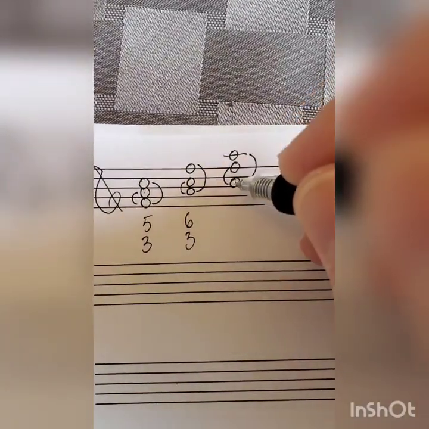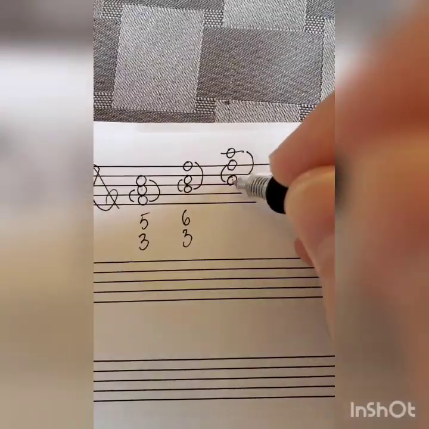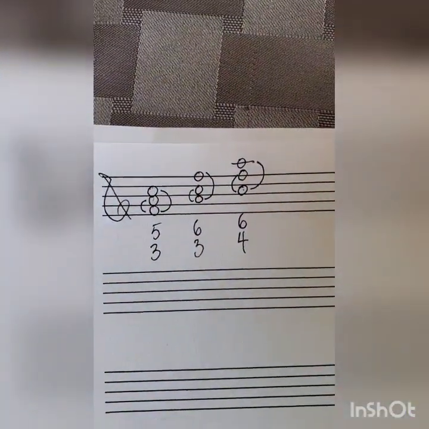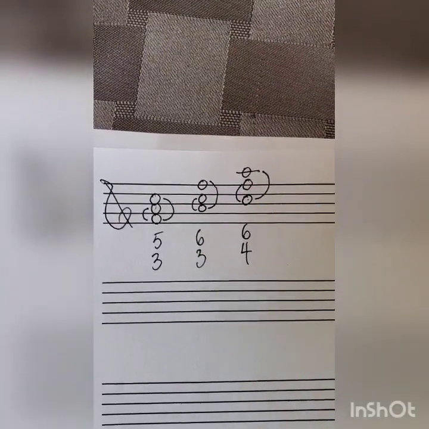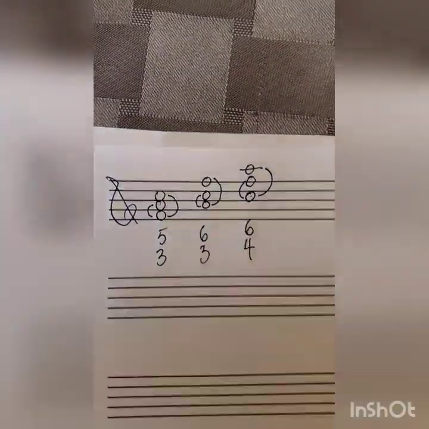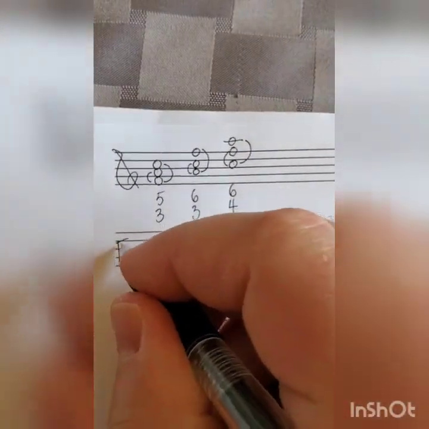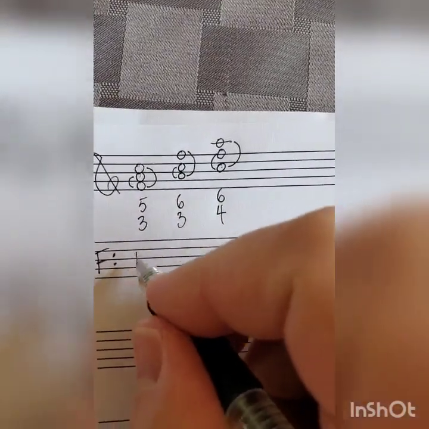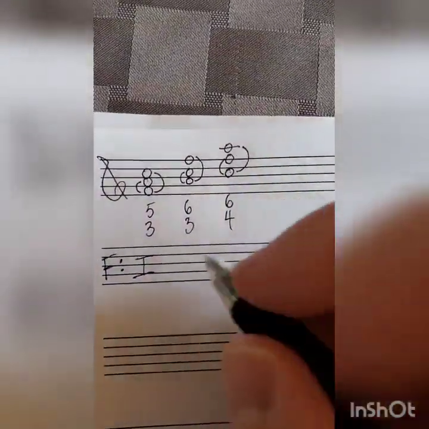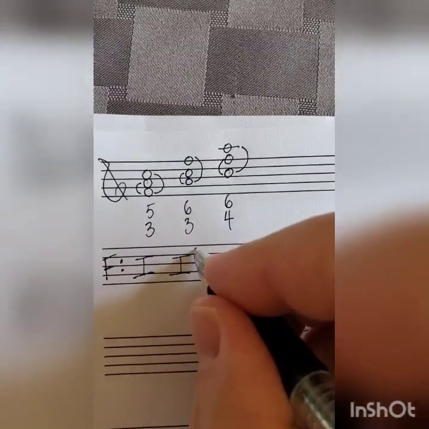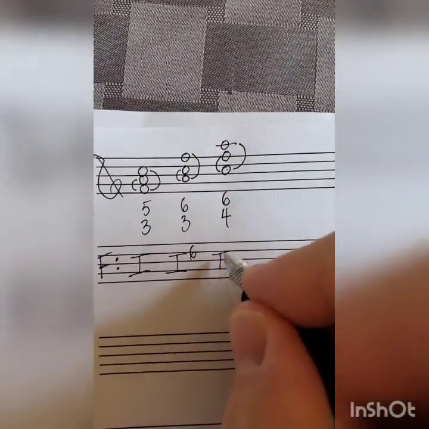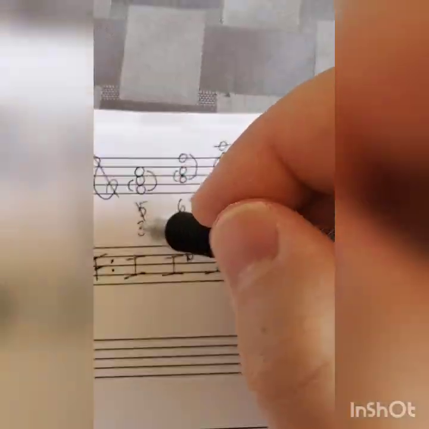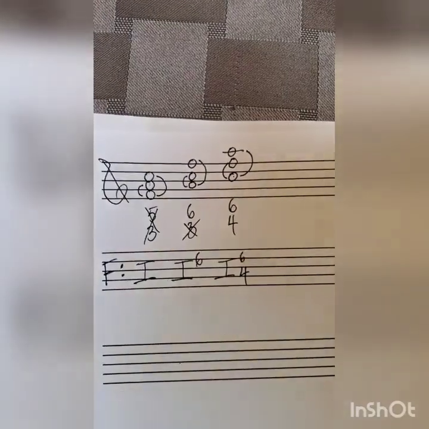C to A is a 6, and C to F is a 4th. Okay, so there we have root position, first inversion, and second inversion for triads. Now, if you use a Roman numeral, say I was in the key of F, then I would say this is I. I don't need any symbol for the inversion. I-6 for first inversion. I-6-4 for second inversion.